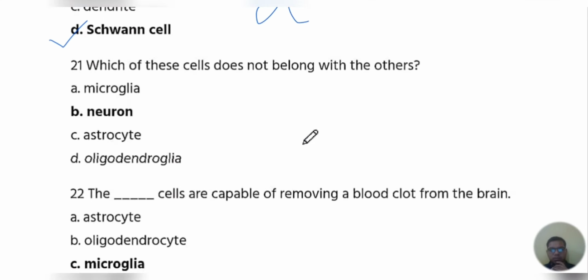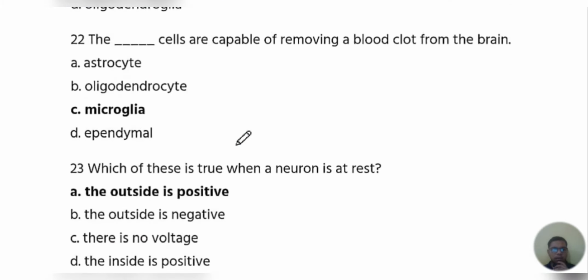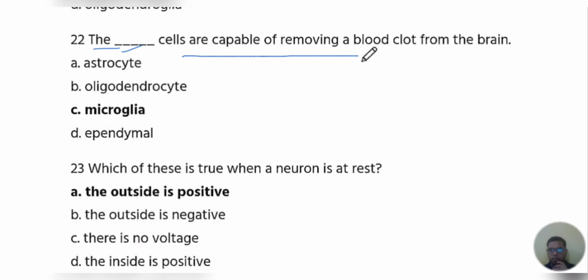Next is question number 21: which of these cells does not belong with the others? The answer is B, neurons. Next is question number 22: the microglia cells are capable of removing a blood clot from the brain. The answer is C, microglia.